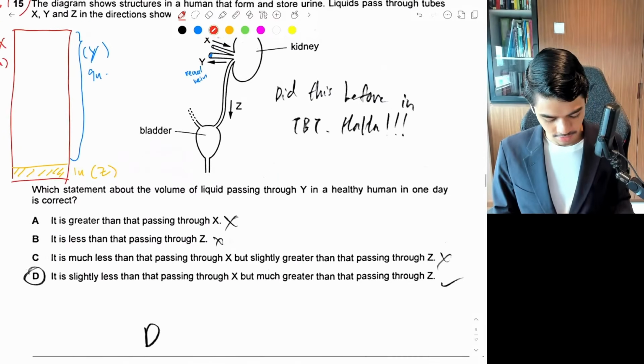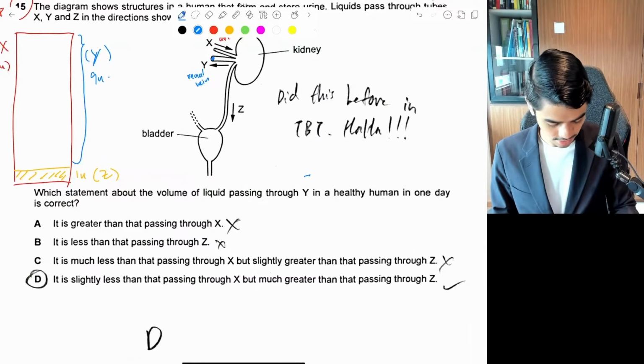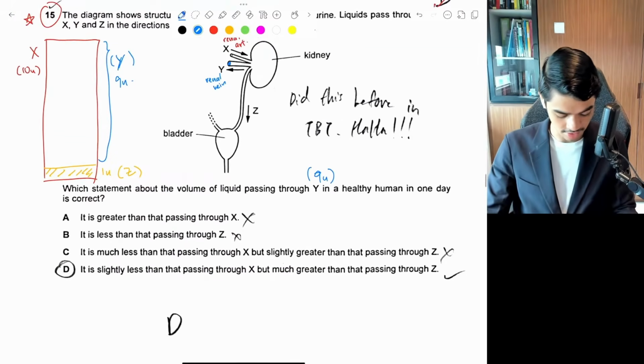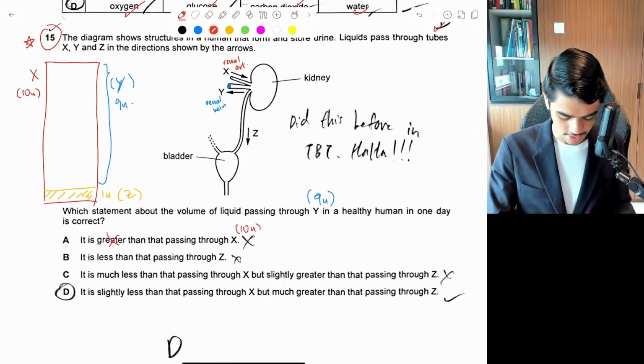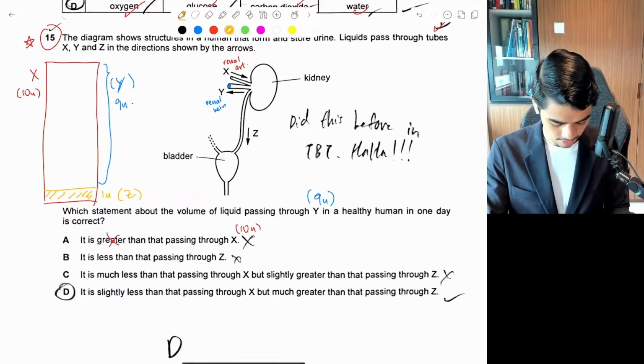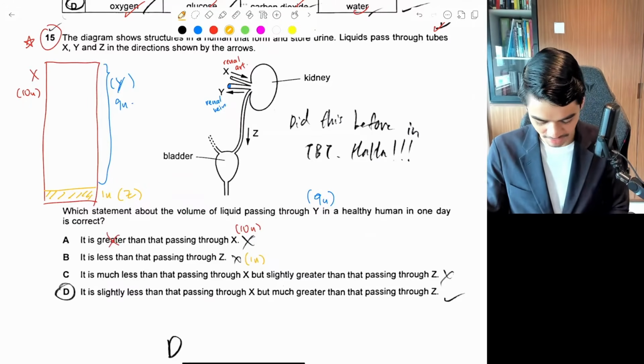These are just arbitrary numbers which help us answer these kinds of questions a lot better. So now they ask us, which is true about Y? Now we know that Y is 9 units, given my example numbers. Is it greater than X? X is 10, so obviously not. It's not greater, it's less. Then, is it less than Z? Now Z is 1 unit. Is 9 less than 1? No, so it's very easy to see that it's not less.